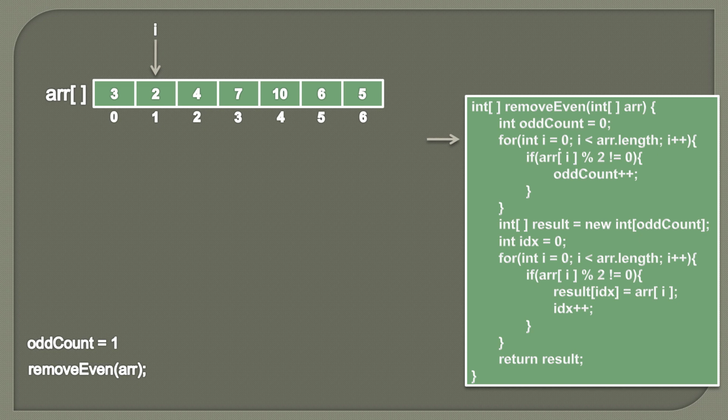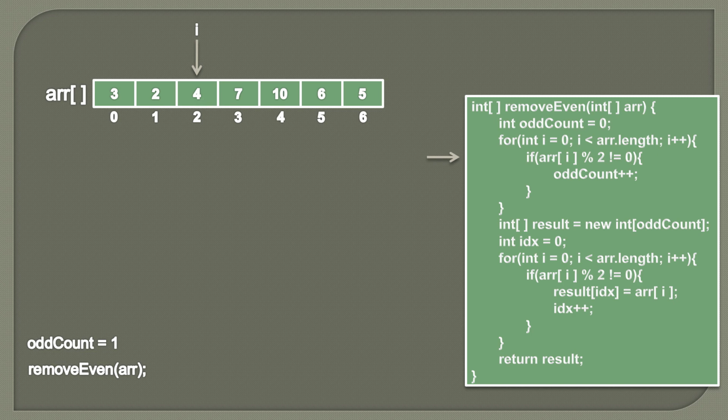We will increment i. Now array of i, which is 2. 2 divided by 2 will give remainder 0. So this condition comes out to be false. So this statement is skipped and we reach here again. So we do i++. i becomes 2.